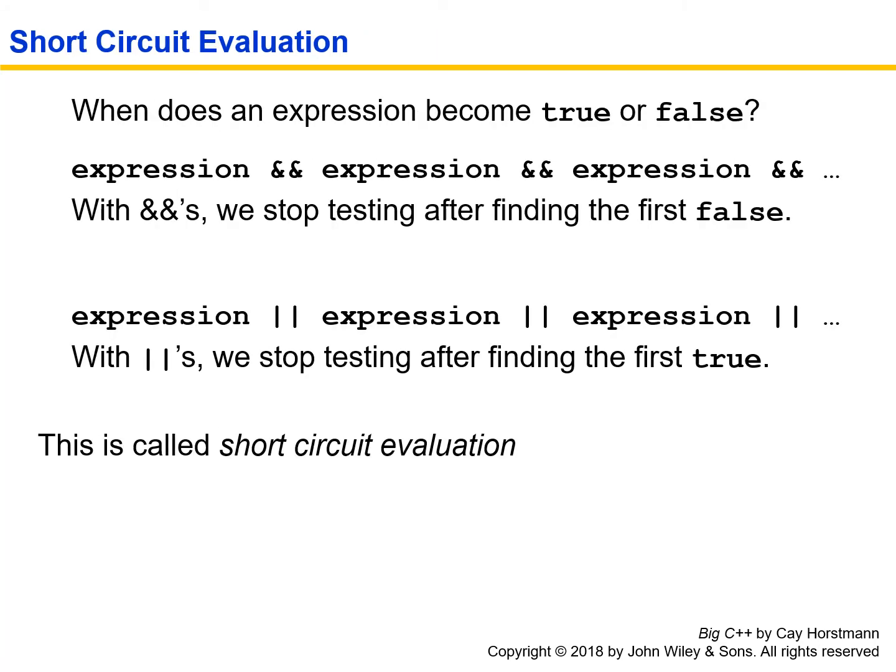When does an expression become true or false? If we have expression 1 and expression 2 and expression 3 and so forth, with a chain of ANDs, we stop testing after finding the first false, because as soon as it's false, the entire expression is false, and we can stop there. With ORs, it's the opposite. We stop testing after finding the first true, because as long as one thing is true, the whole expression is true. The fact that we don't test the entire line of reasoning every time is called short circuit evaluation.